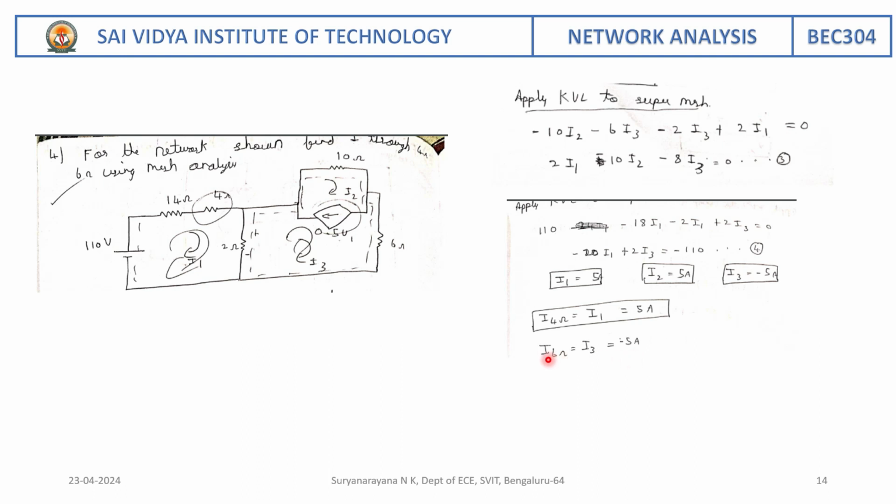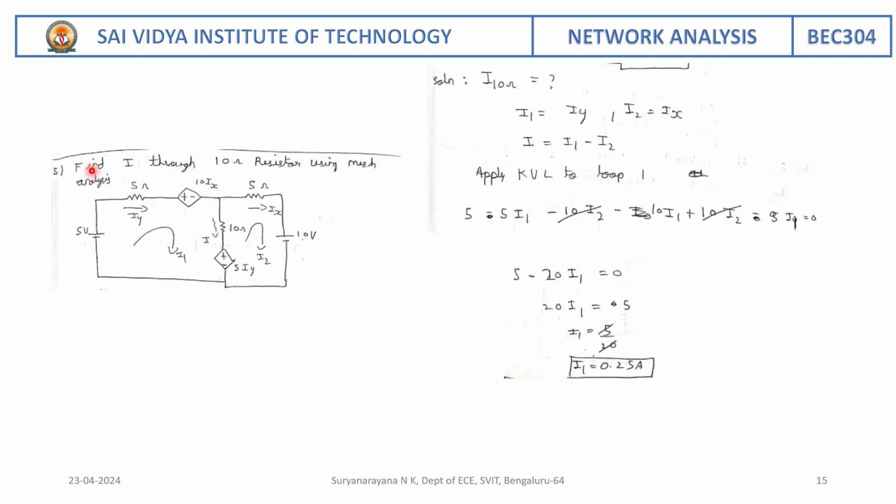So what is the current that is flowing through 4 ohm? It is I1, 5 ampere. What is the current that is flowing through 6 ohm? It is minus 5 ampere. So the next problem we solve using mesh analysis is this. The statement is like this: find current through 10 ohm resistor using mesh analysis.